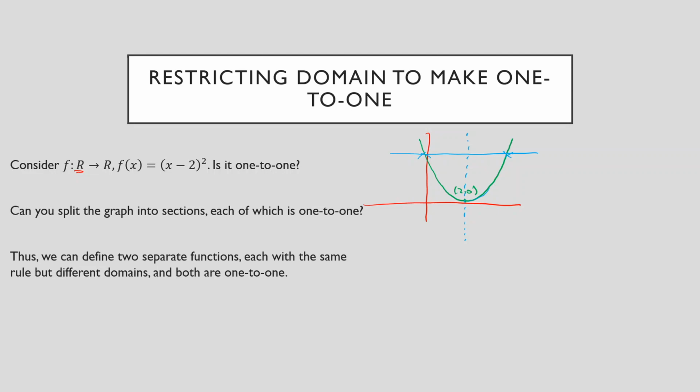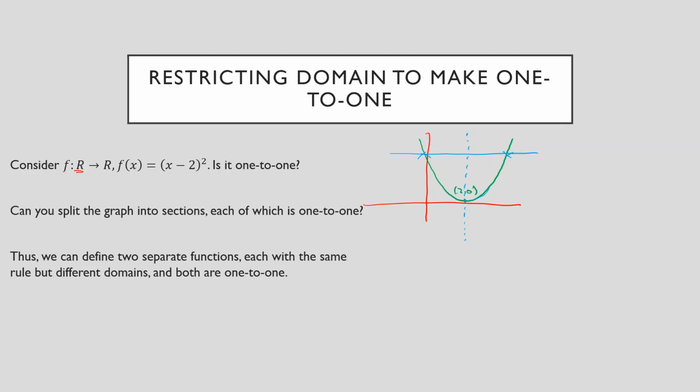Each of these functions has the same rule. You're going to make the rule y equals x minus 2 squared because that's what you want to draw. But you're going to have different domains. The left-hand piece in this picture would have a domain from -infinity to 2, and the piece on the right would have a domain from 2 to +infinity. Each of them still has the same rule though.